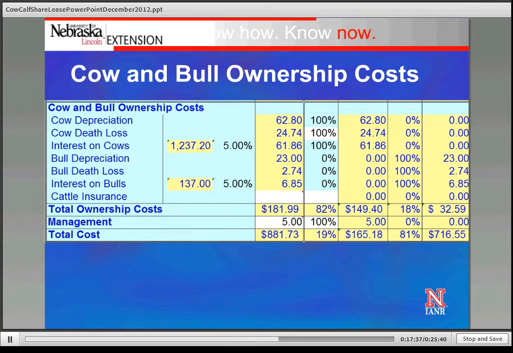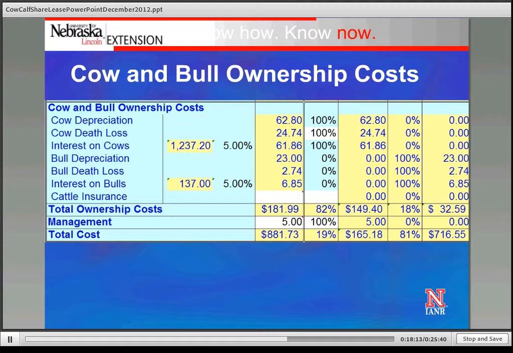Cow death loss, that obviously is another expense. If a cow dies, she is no longer an asset that we could market, and so that's a loss. Interest on the cows, we're looking at the cow value times what's the expected safe return on investment. In this case, this value of $1,237 is based on that average cow value minus some depreciation times 5% interest, and that gives us that $61.86. All those values there are ones that, in this situation, the cow owner is contributing.